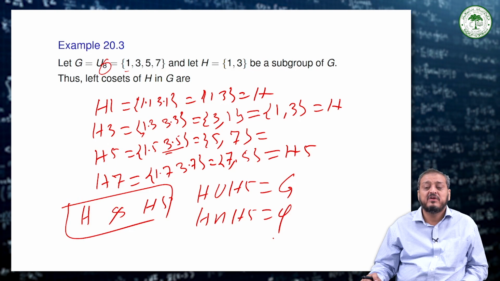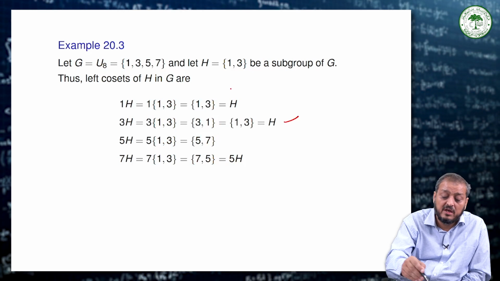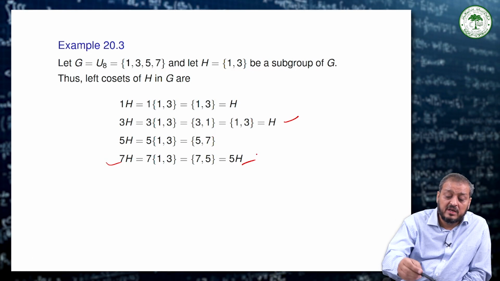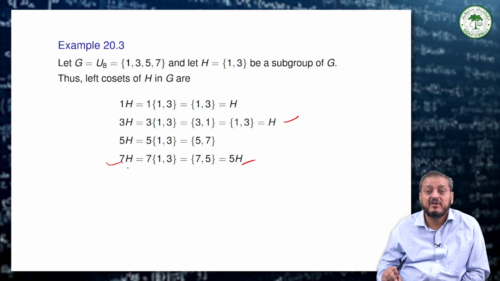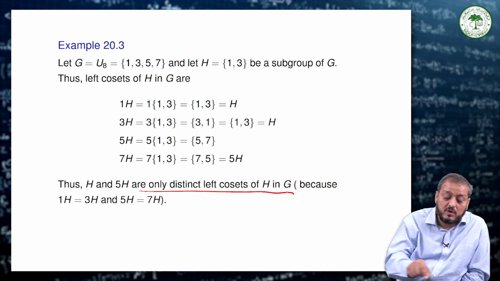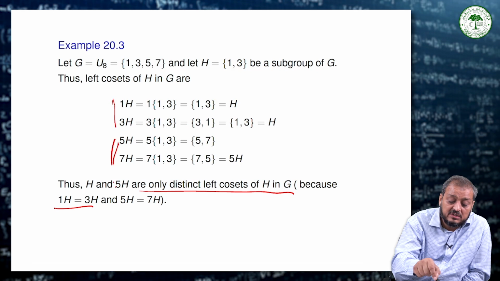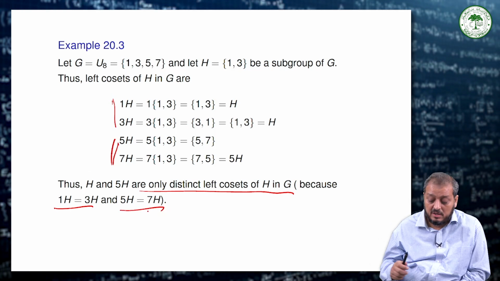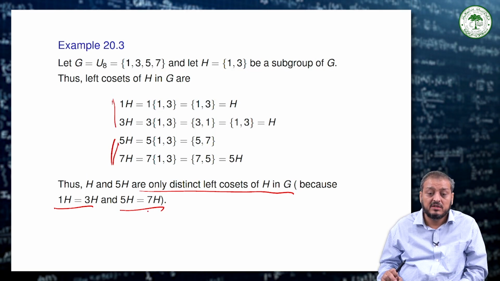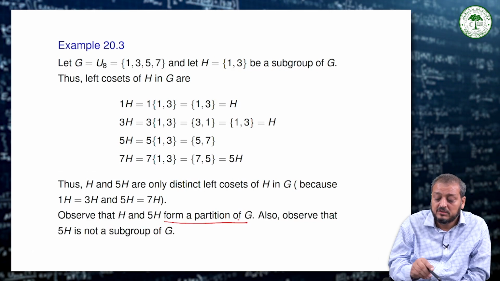So by this example we can also say that 1H is equal to this, 3H is equal to H again, 5H is 7H, which again gives 5H. So H and 5H are the only two distinct left cosets of H, because 1H and 3H are the same, and 5H and 7H are the same. So these two are the distinct cosets.